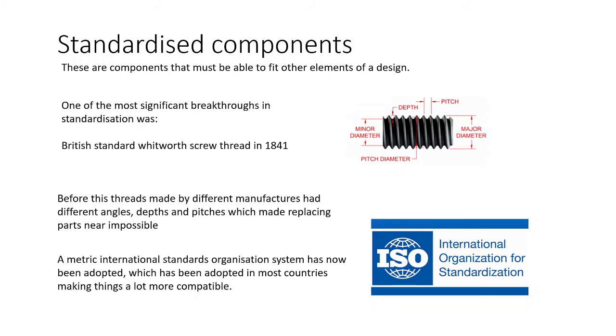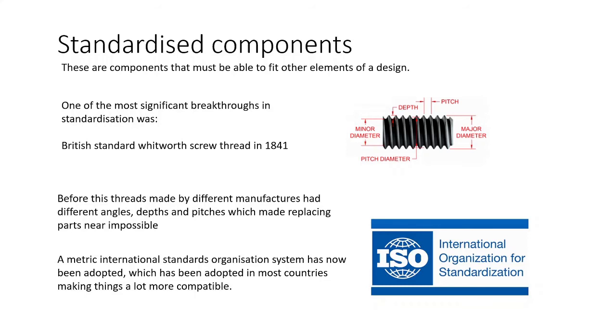The reason why that's helpful is that before then, if you're trying to replace certain parts, it's impossible, because each company's making their own different screws or their own different threads, and you're just never going to get replacement parts. As time's gone on, there's an understanding between a lot of countries to standardize what we're doing. So typically there's a metric international standards organization.